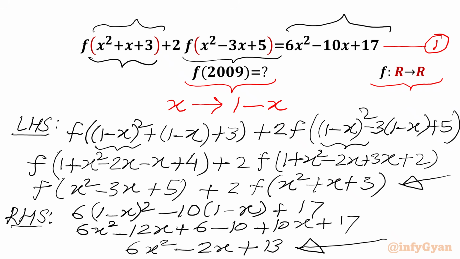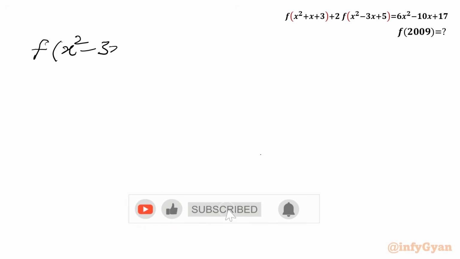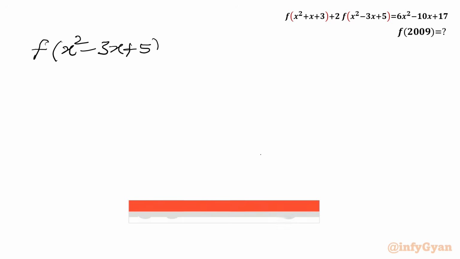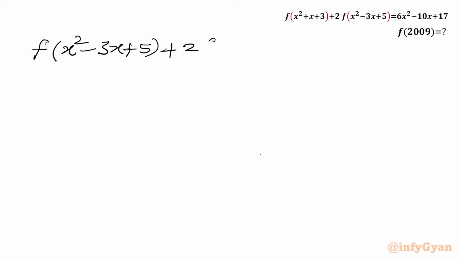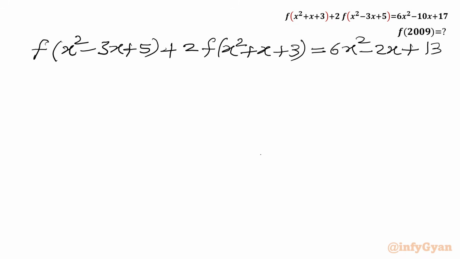So here we have right hand side of equation 2 and here we have left hand side of equation 2. Let me write over here f of x square minus 3x plus 5 plus 2 times f of x square plus x plus 3. In right hand side we'll write 6x square minus 2x plus 13. Let us say this is our equation number 2. Now we have to solve equation 1 and equation 2.